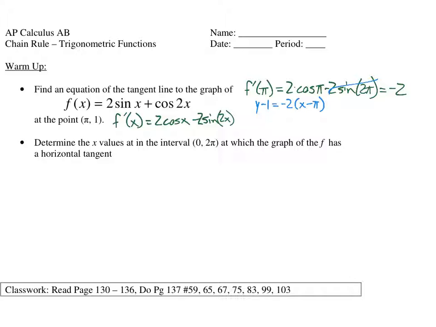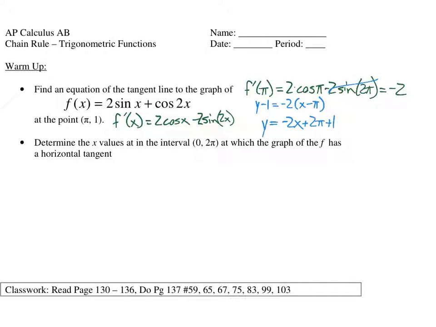And then we distribute the negative 2, get the 1 on the other side, and we have in slope intercept form y equals negative 2x plus 2 pi plus 1. So our y-intercept is (0, 2 pi plus 1). The slope is negative 2. There's the equation of our tangent line. Remember, if you're going to do that with decimals, which there's really no need to do, but if you do, make sure you give 3 decimal places.